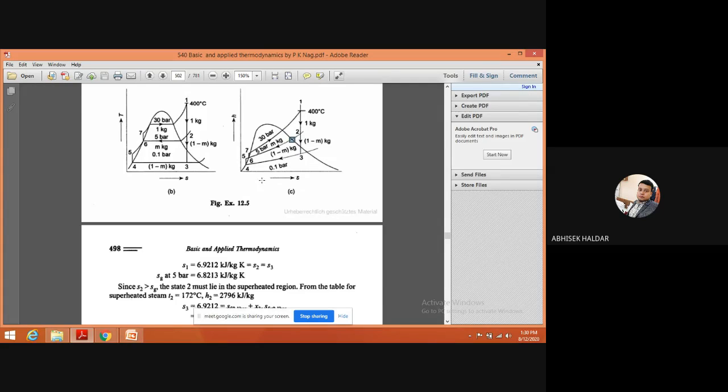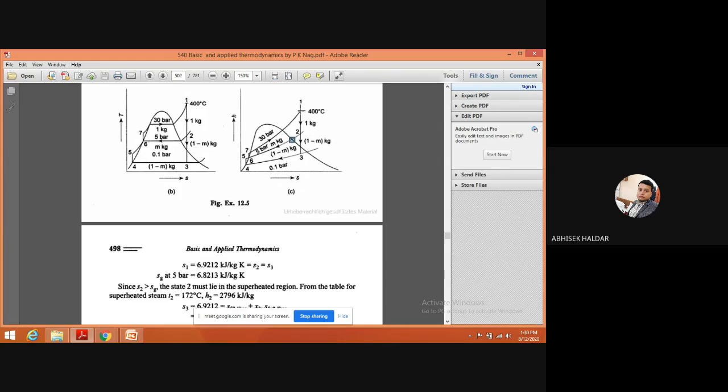That means point 2 must be beyond this saturated vapor line. Beyond the saturated vapor line means it is in the superheated zone. Superheated, right? So that is your confirmation. You can also get it confirmed by the Mollier diagram.